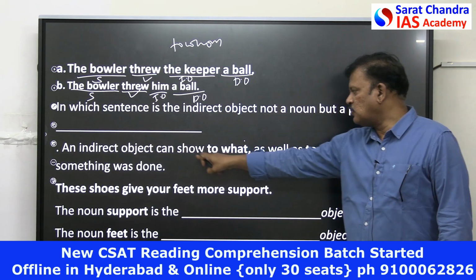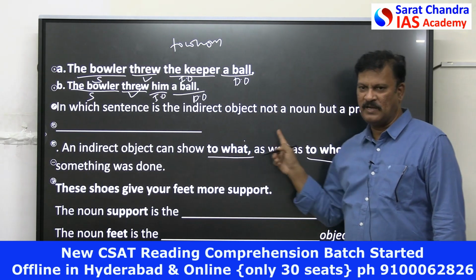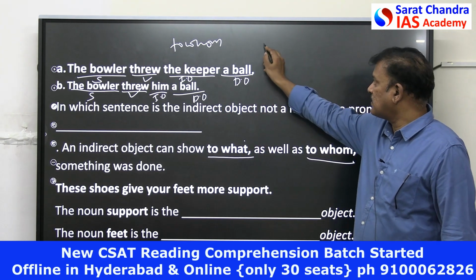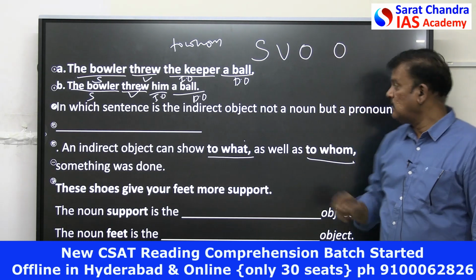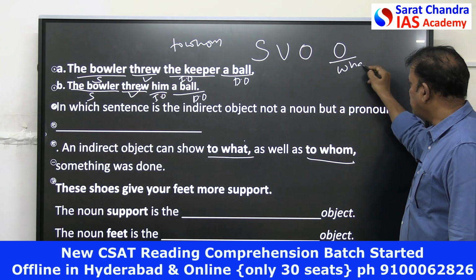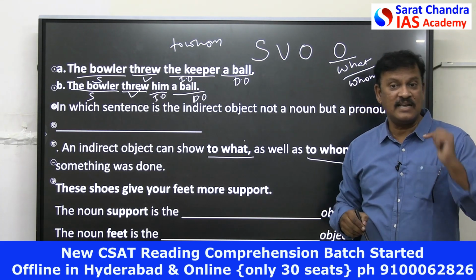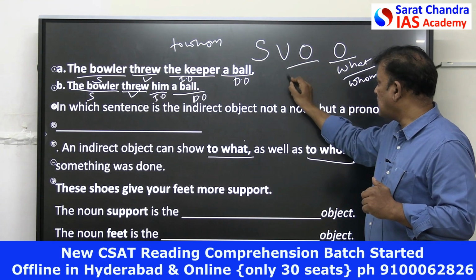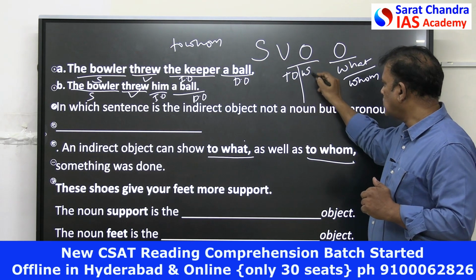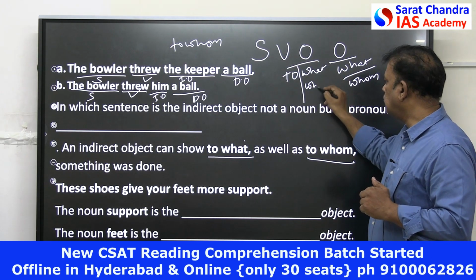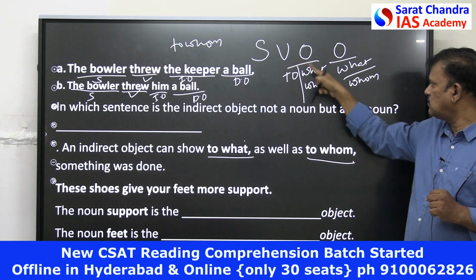An indirect object can show to what as well as to whom something was done. Please write this down. What is it trying to say? SVO. To. This one can be the answer for what or whom, but if I want to find the indirect object, my questioning should use "to": to what or to whom. Take this: SV, what, whom, to what, to whom.